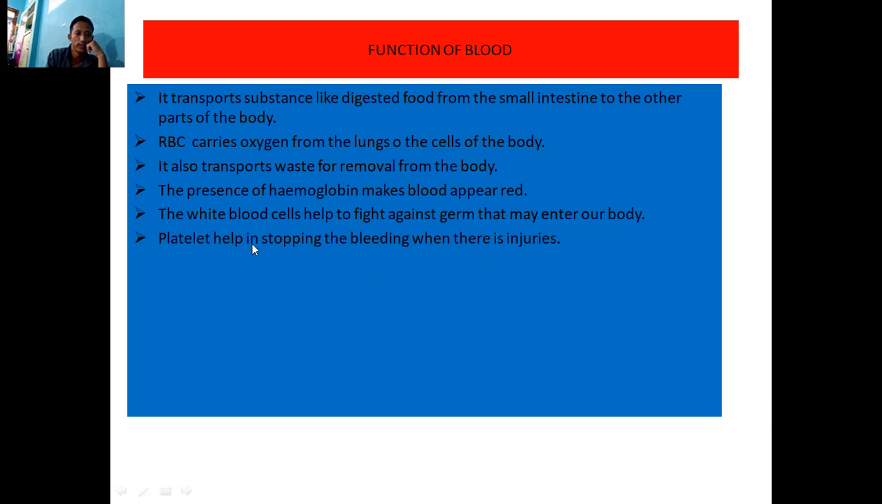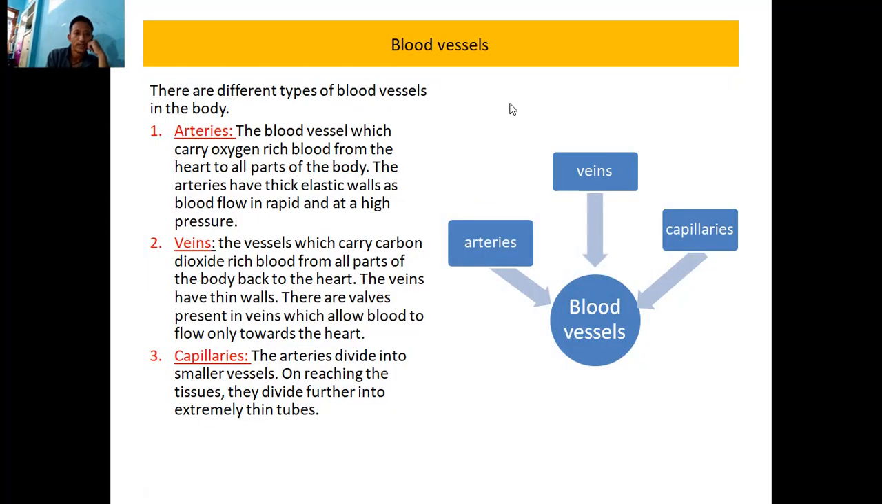These are the functions of blood. Platelets help in stopping the bleeding when there is an injury. And then the white blood cells fight against infection.